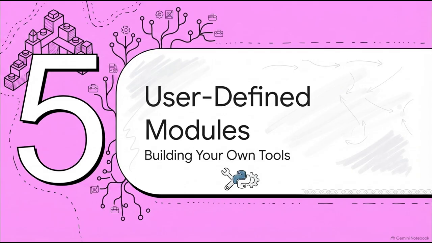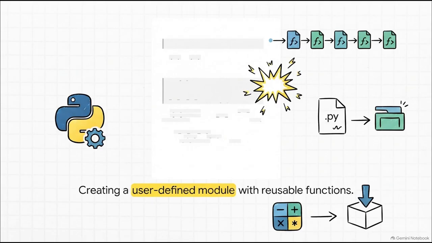Section 5. Creating user-defined modules. Building your own tools. Now, what's really interesting about this slide is it shows that once you master pulling in external tools, you're inevitably going to want to write your own. And creating a user-defined module is literally just writing standard, reusable Python code and saving it as a .py file. That's the whole shebang. If we make a file named my_math_calculator.py, we can define a constant, write a couple of quick functions to add and multiply numbers, and boom, you've just built a module that you can import into literally any other Python program you ever write.